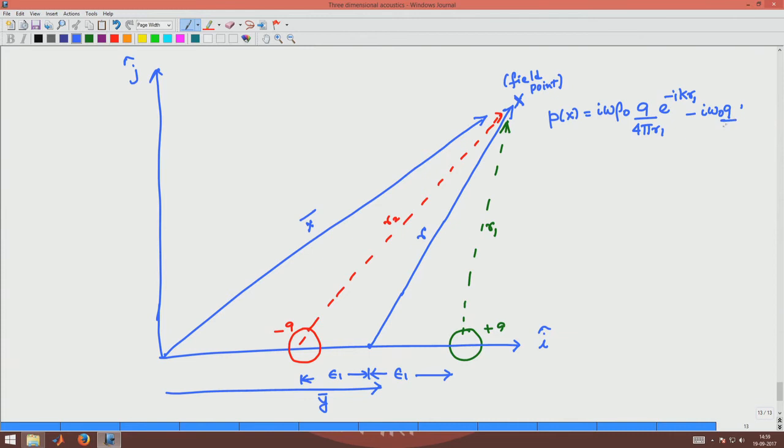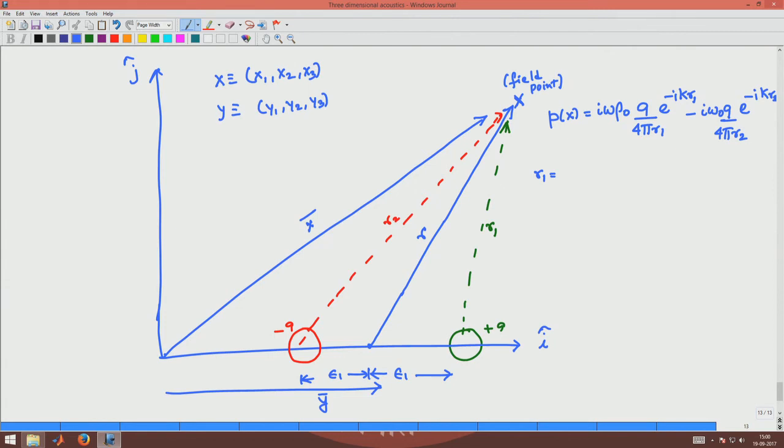So, that will be given by this quantity 4 pi r 2 in the denominator and e to the power minus i k r 2. Please note r 1 is given by, if the coordinates of x can be written as x 1, x 2 and x 3, the coordinates of y could also be written as y 1, y 2 and y 3, right.